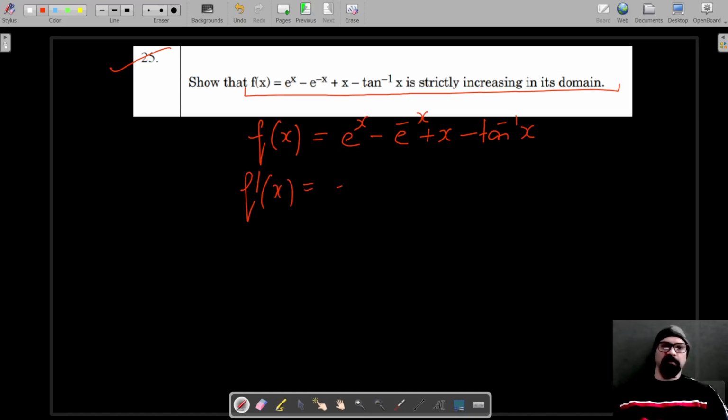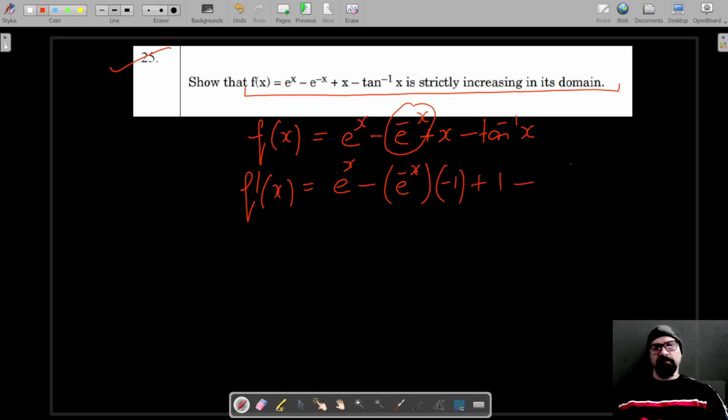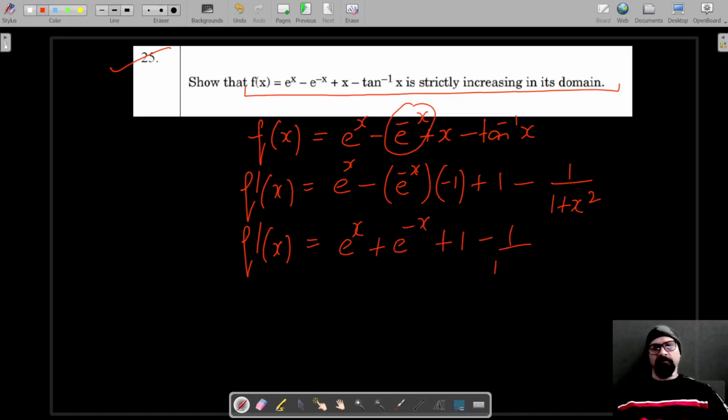So differentiation is e raised power x, and the differentiation of negative e raised power negative x is e raised power negative x multiplied by the differentiation of negative x, which is 1. Differentiation of x is 1. Differentiation of tan inverse x is 1 upon 1 plus x squared. Okay, which finally gives me the differentiation as e raised power x plus e raised power negative x plus 1 minus 1 upon 1 plus x squared.